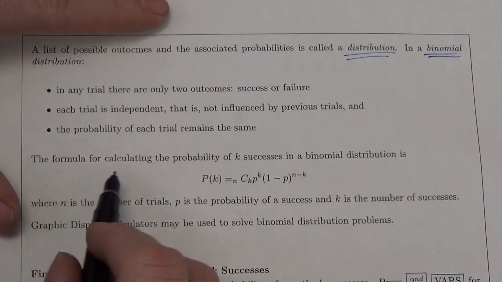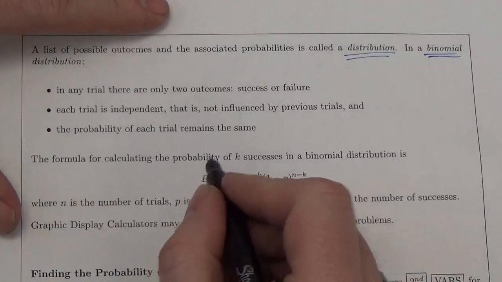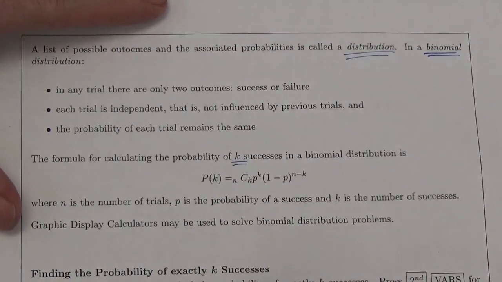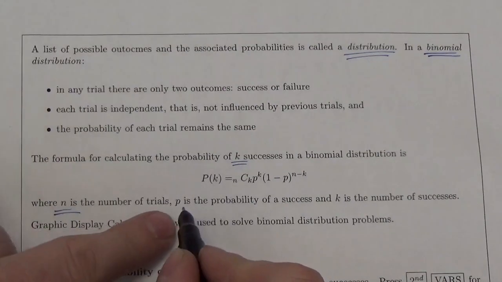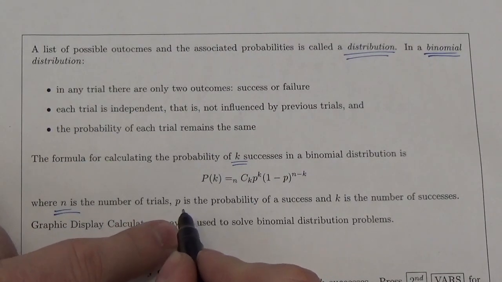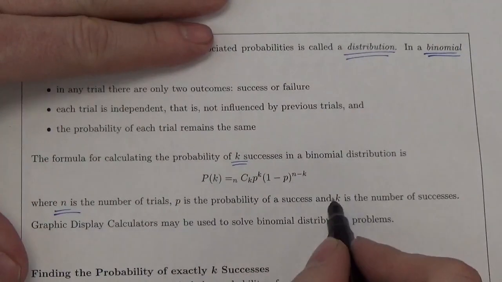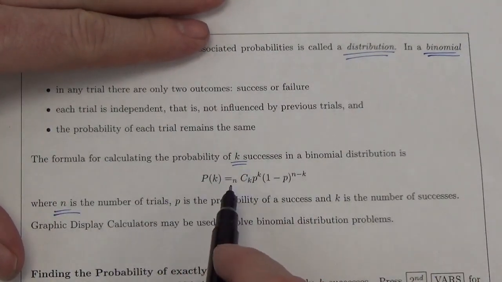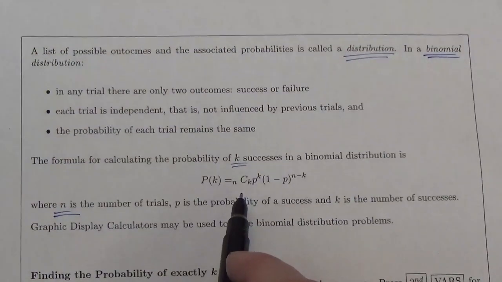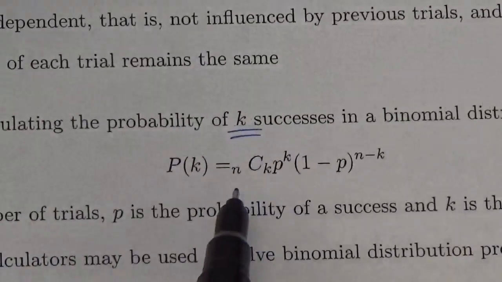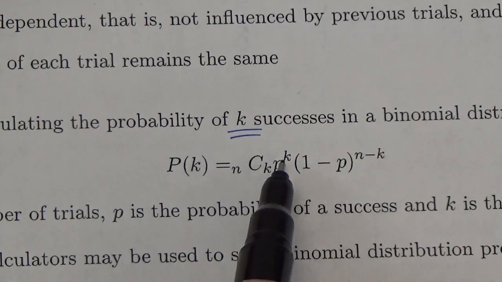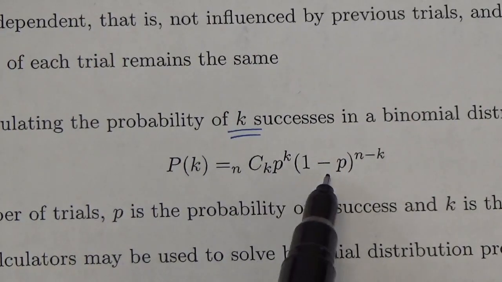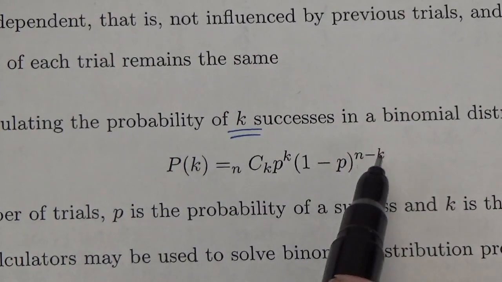So here is the formula for calculating the probability of k successes in a binomial distribution. If you're going to apply the experiment n times, and you know that the probability of success every single time is p, and you're looking for k successes, then this is how you do it. Let's zoom in on this. Of the n trials, I'm going to choose k of them to be successes. The probability of a successful trial will be p, and I want that to happen k times. And then I'm expecting failure n minus k times.